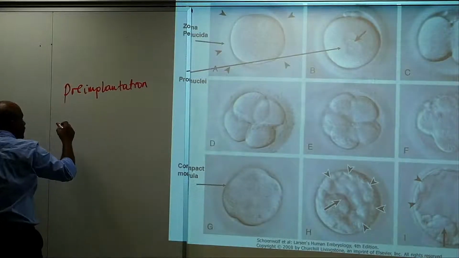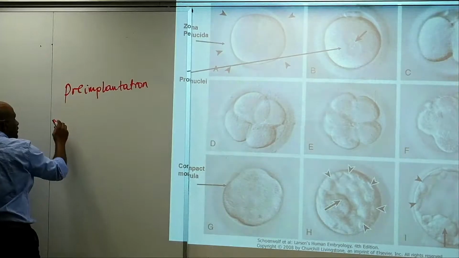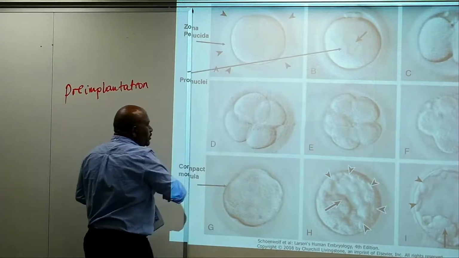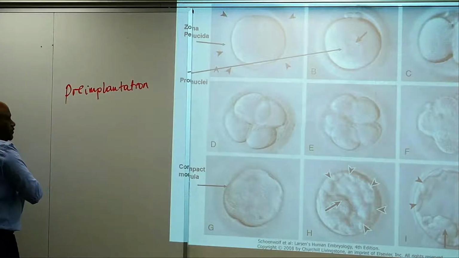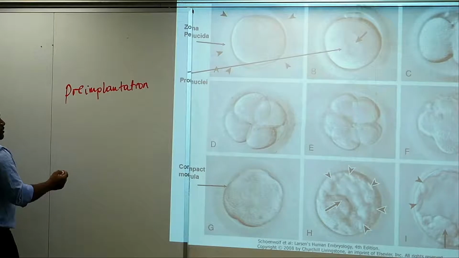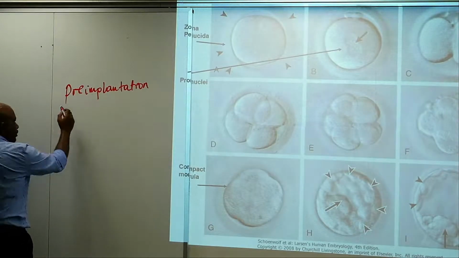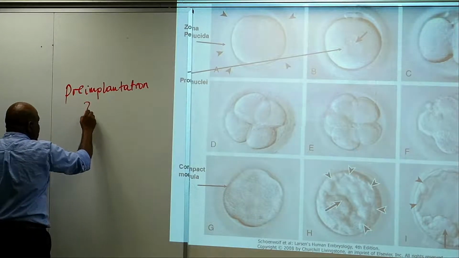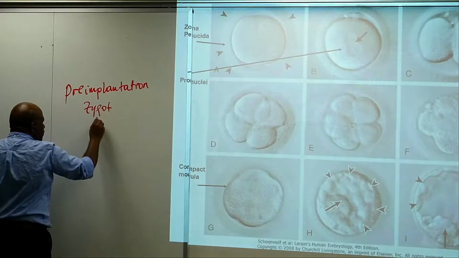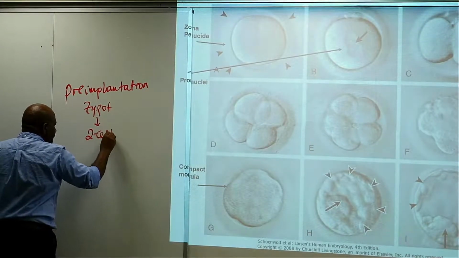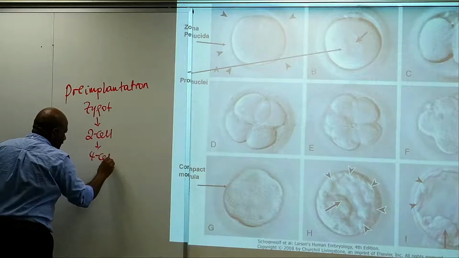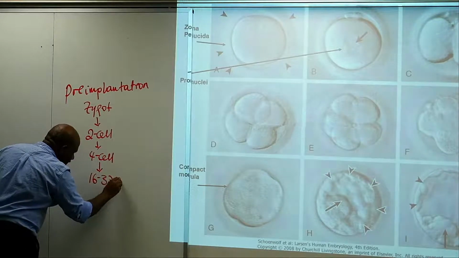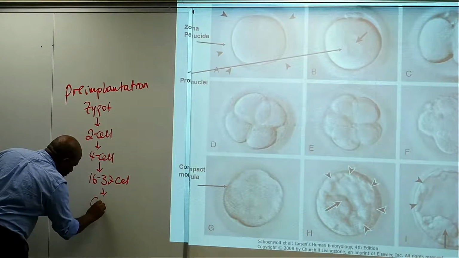Maybe you have heard of pre-implantation genetic diagnosis, in which cells can be taken as a biopsy from the developing embryo, and diagnosis can be done on various aspects, such as chromosomal abnormalities. We call it pre-implantation genetic diagnosis. So the pre-implantation embryo starts from the zygote, goes to the 2-cell stage, goes to the 4-cell stage, and then comes the 16 to 32-cell stage. Then comes the compacted morula.